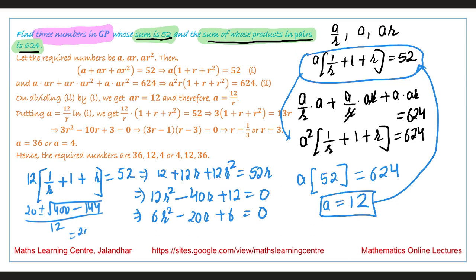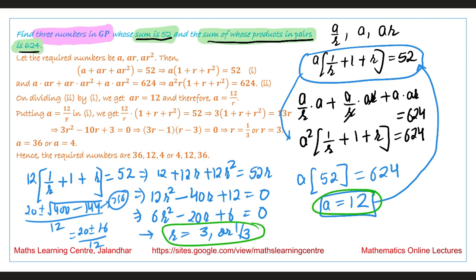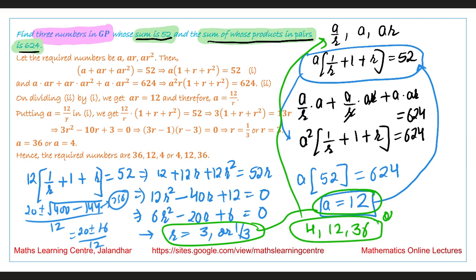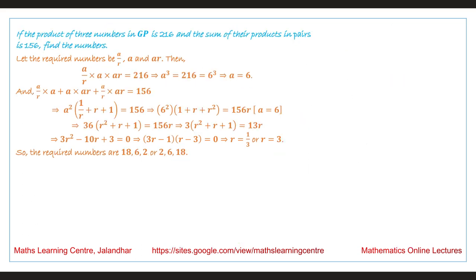So the answer we obtain is (20 ± √256)/12, and the square root of 256 is 16, so 16 by 12. So we have two values of r: either 3 or 1/3. We have the value of a and the value of r. If we substitute both these values in this formula, we obtain that the numbers are 4, 12 and 36, or 36, 12 and 4. So these are the required numbers.